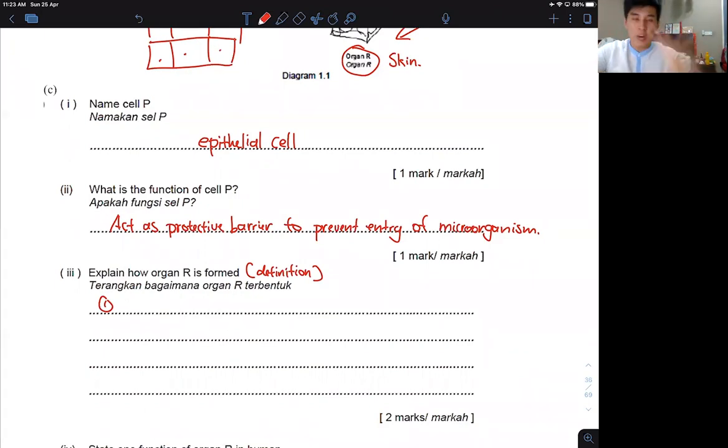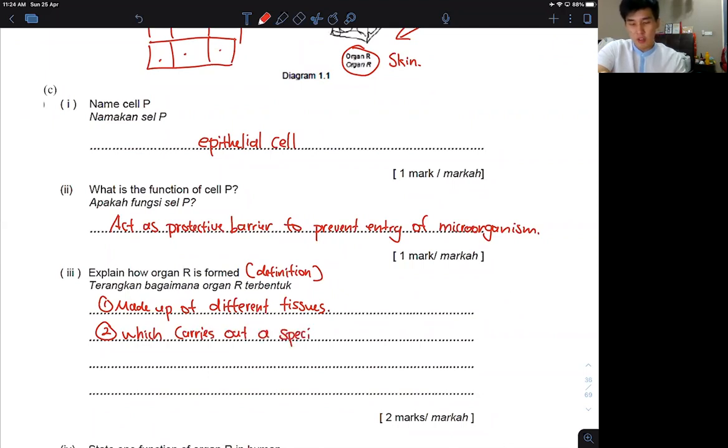So it's just like asking, how do I form a bread? Bread is formed from flour, formed from butter. So how does this organ form? It is formed, you can say it is made up of, remember, different tissues, which carries out a specific function. You write these two, it's good enough for 2 marks already.